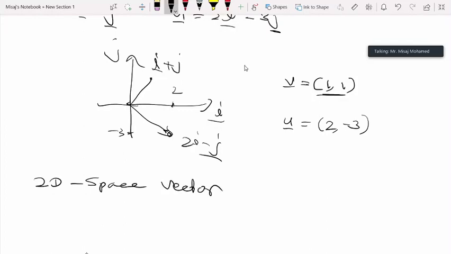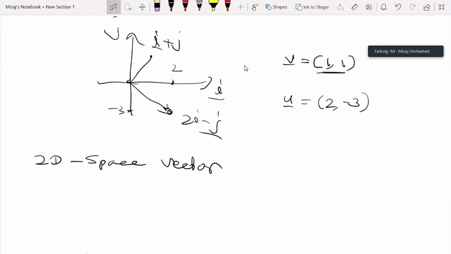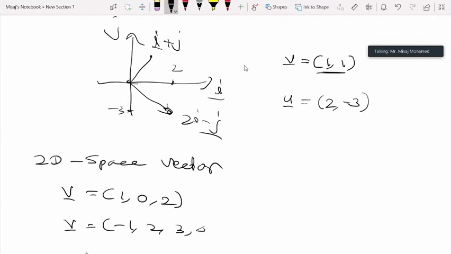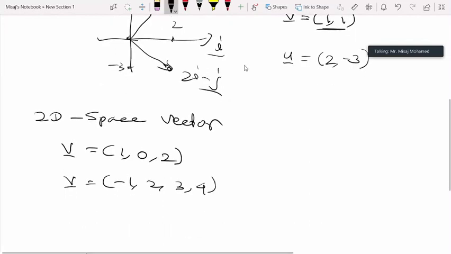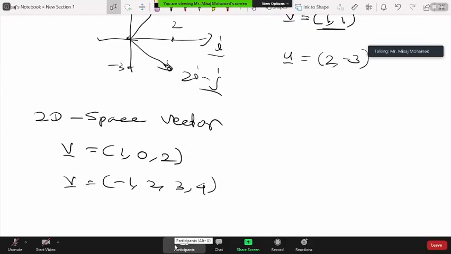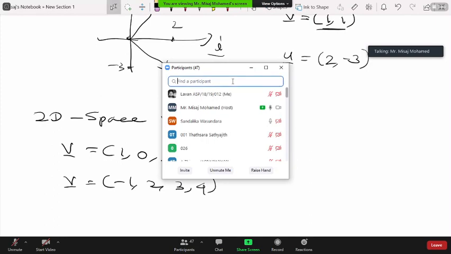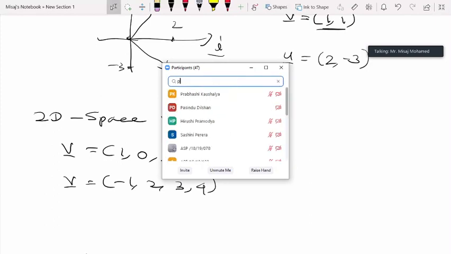I will come to the vector space definition later. Suppose I have given (1, 0, 2). What is this vector? A 3D space vector. Suppose I have given (-1, 2, 3, 4). This is a 4D vector, that means 4-dimensional. Similarly, we can go up to n-dimensional and as well as infinity, right?